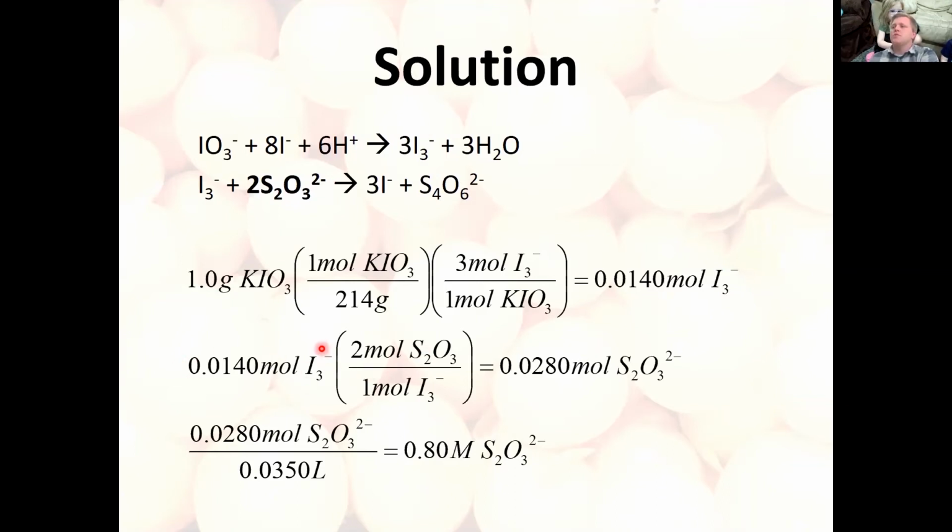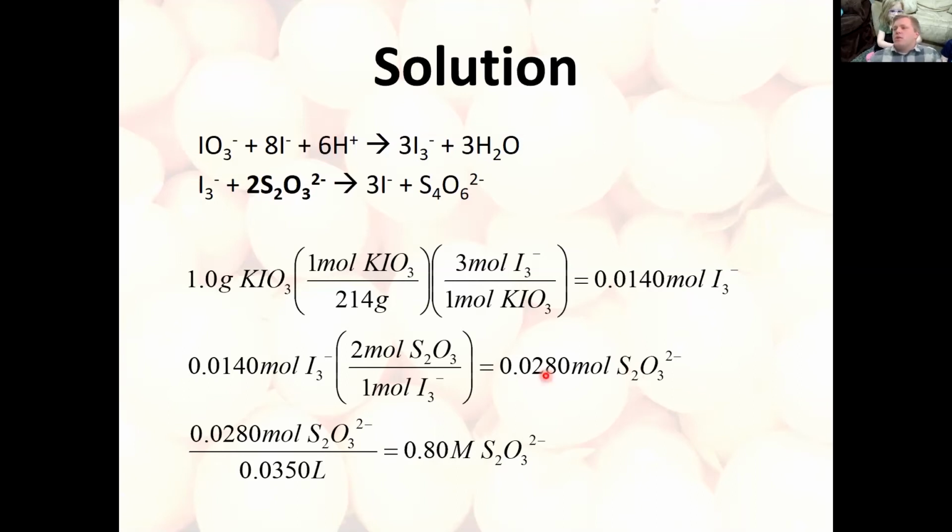We'll then take those moles of I3 minus and multiply it by the ratio that we find in our second equation between the thiosulfate here and the I3 minus. So we'll be multiplying it by 2 moles of thiosulfate for every 1 mole of I3 minus. And that will give us 0.0280 moles of thiosulfate.